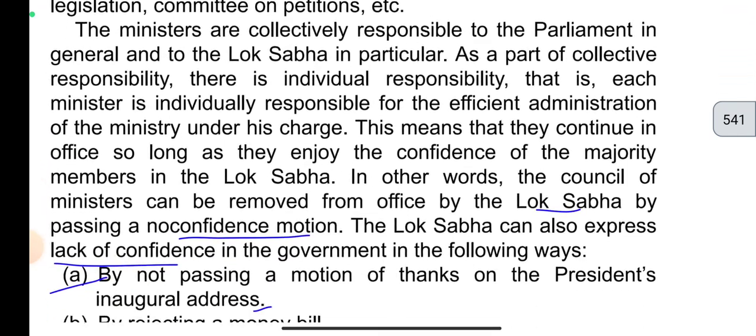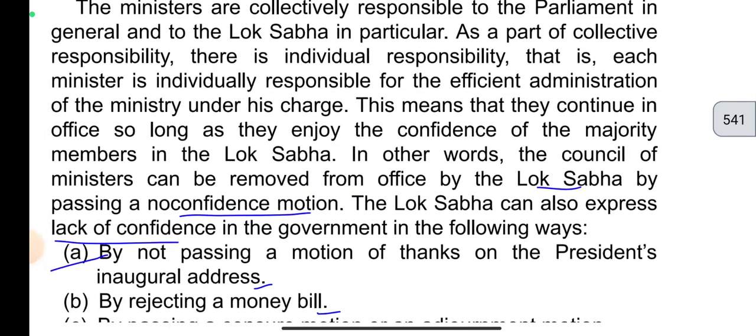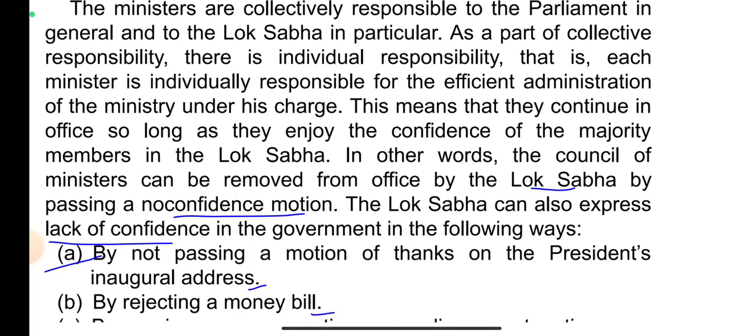The ministers are collectively responsible to the Parliament in general and to the Lok Sabha in particular. As a part of collective responsibility, there is individual responsibility, that is, each minister is individually responsible for the efficient administration of the ministry under his charge. This means that they continue in office so long as they enjoy the confidence of the majority members in the Lok Sabha.